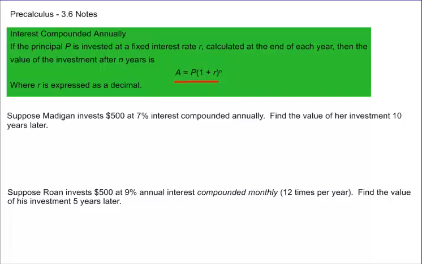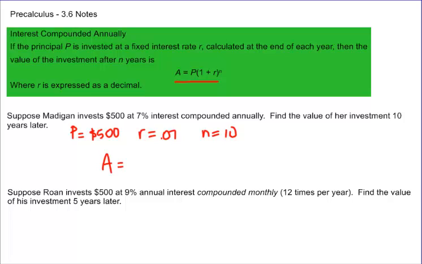Okay, so let's just say, for example, that Madigan invests $500 at 7% interest compounded annually. Find the value of her investment 10 years later. So with Madigan, we're going to look for P, and P is going to be equal to $500. The interest rate for Madigan is going to be 0.07 as a decimal. And the N part is the number of years that it's going to take to fulfill this requirement. So basically, what you're going to have is the amount of money that you have after 10 years.